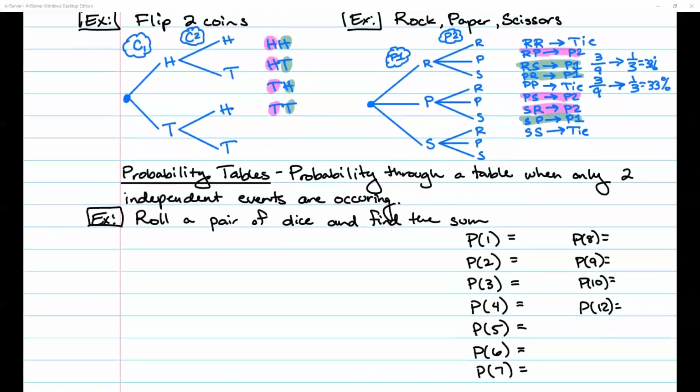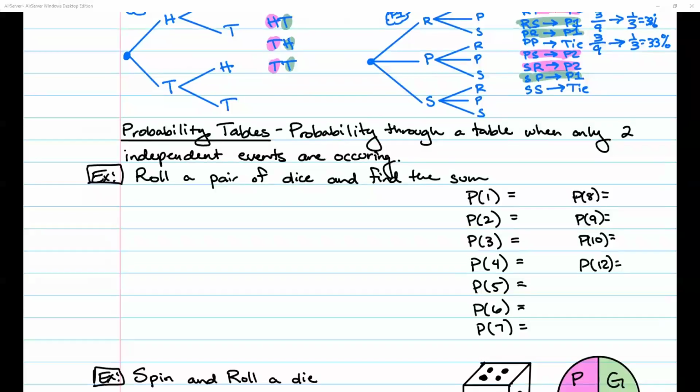There's also things called probability tables. Probability tables is kind of the same thing, but we do this through a table, and you put the event of the first thing on the top and the event of the second thing on the bottom. I'm sorry, on the left-hand side.